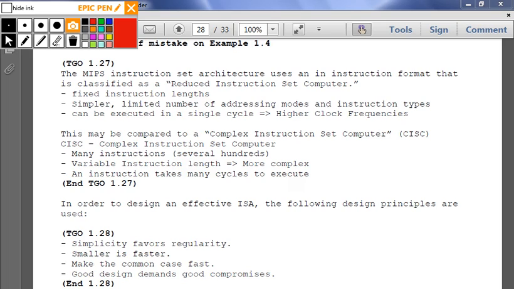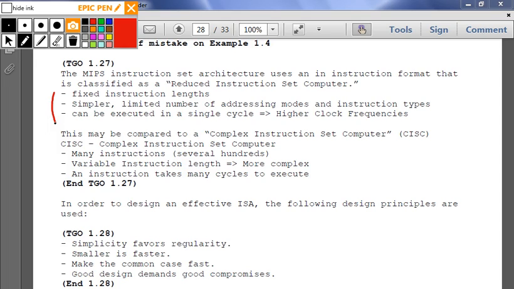All right, so reduced instruction set computer is kind of what MIPS is, and the whole idea is that you have fixed instruction lengths. In the MIPS architecture we're going to cover in this course, the fixed instruction length is 32 bits. Therefore, it has a simpler, limited number of addressing modes and instruction types. Specifically in MIPS, there are 3 instruction types: R type, I type, and J type. And it can be executed in a single cycle, meaning that all of it can be executed between every clock pulse. So you design the length of the clock cycle to match the length of the instruction.